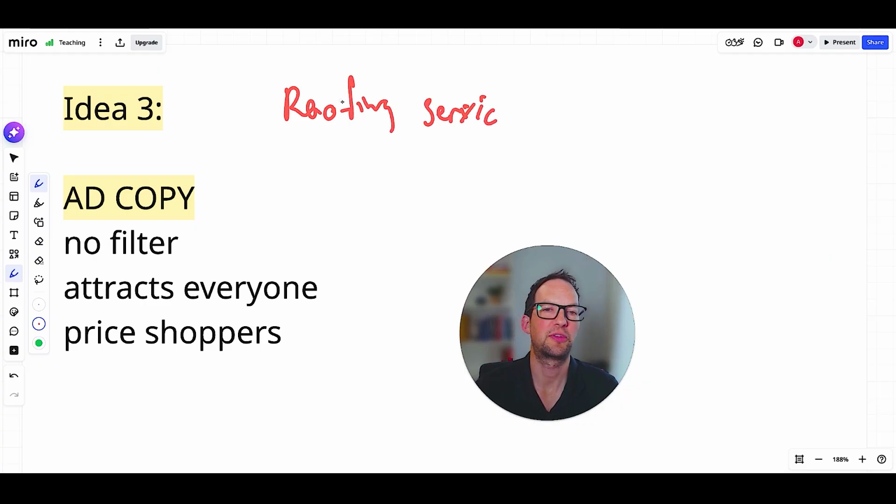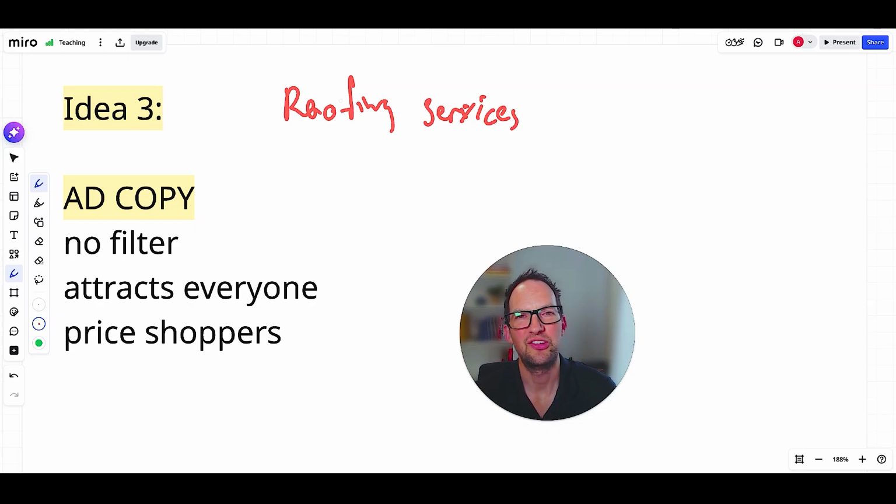And the mistake I see here is something really generic like roofing services or something like that. If you've got something like that, then you're going to attract all sorts of people looking for a quick repair job, maybe even a broken tile, a leaking roof, and that may not be the sort of service or sort of client that you actually want to attract to your business.